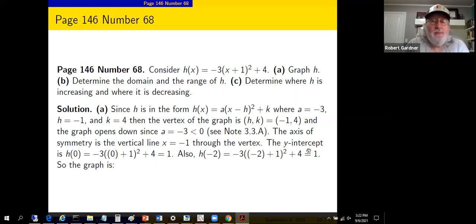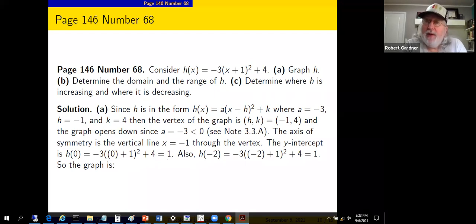The y-intercept, let's find that. That's easy enough. You just plug in 0 for x. Plugging in 0, we get -3 times 0 plus 1 squared plus 4. This would simplify to -3 plus 4, 4 minus 3. So this gives us 1. So the y-intercept is 1, x equals 0, y equals 1.